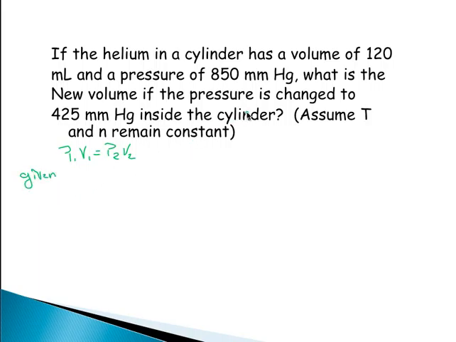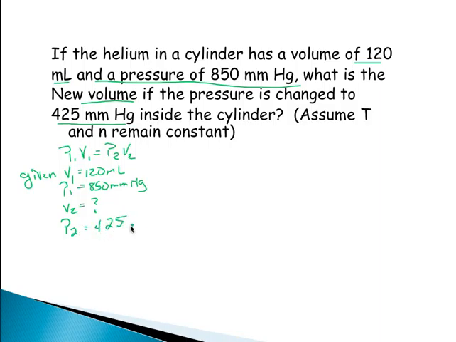What do I know? Well, I know that helium in this cylinder has a volume of 120 milliliters and a pressure of 850 millimeters mercury. Those two things go together, so volume 1 is equal to 120 milliliters, pressure 1 is equal to 850 millimeters mercury. Then it says new volume. What is the new volume if the pressure is changed to 425 millimeters mercury? So I don't know what V2 is, that's what I'm looking for, but P2 is 425 millimeters mercury.